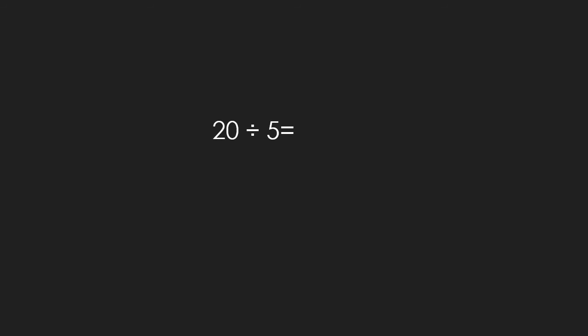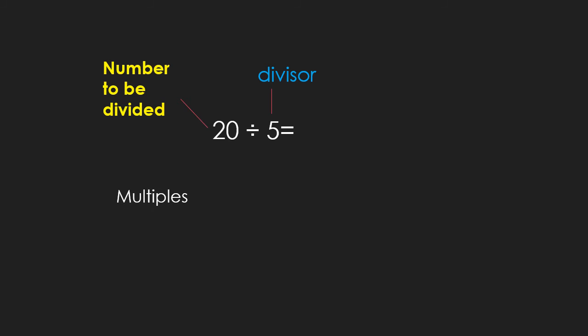Next example, 20 divided by 5. Here, 20 is the number to be divided and 5 is the divisor. Now we are going to use the divisor to count the multiples, or to do the skip counting. We will start at 5 and stop at 20. And we have to count how many multiples we made. Now let's start. Counting by 5.